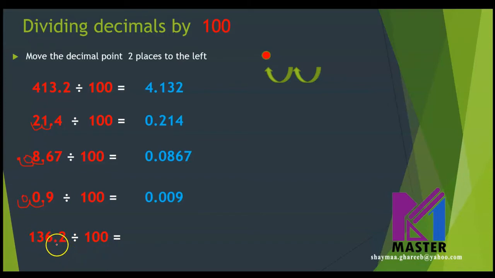136.2 divided by 100. Let's move the decimal point 2 places to the left. So it will be here between the 1 and the 3. So it will be 1.362.